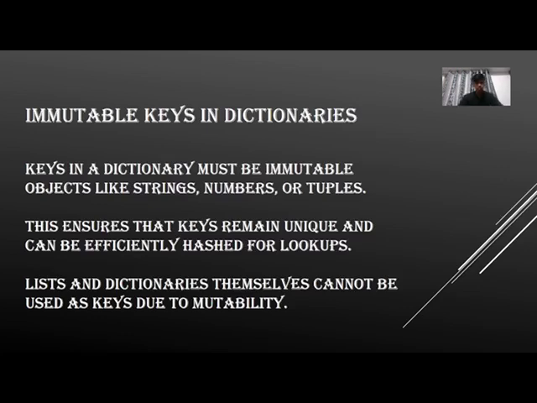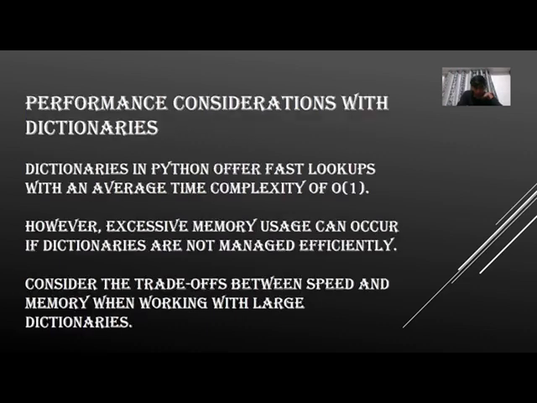Immutable keys in dictionaries. Keys in a dictionary must be immutable objects like strings, numbers or tuples to ensure the keys remain unique and efficiently hashed for lookups. Dictionaries themselves cannot be used as keys due to their mutability.